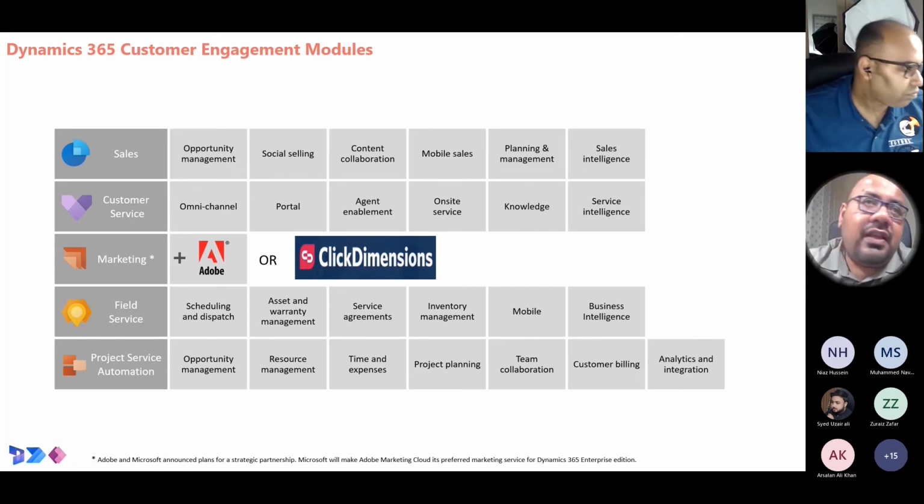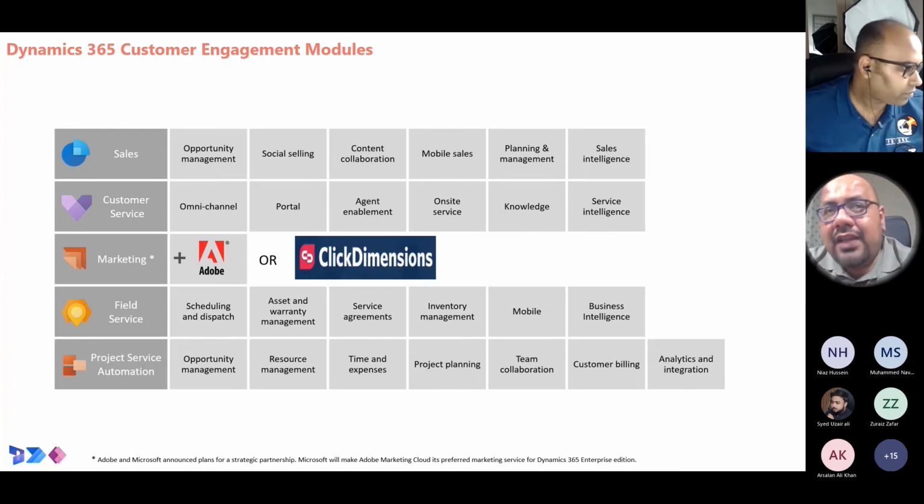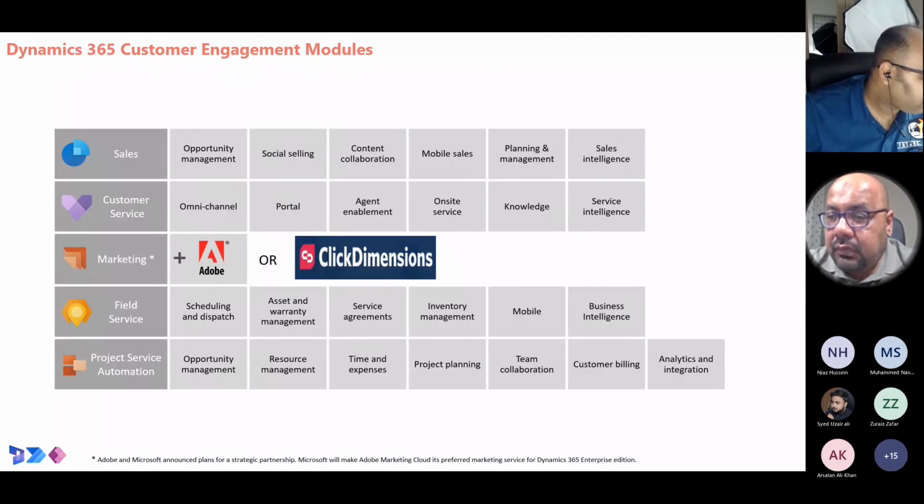Then service intelligence is last, because everywhere you are seeing the intelligence version, how the customer is responding, either the customer is happy or not, based on the sentiment, based on their feedback that you are receiving there. Now let's talk about the marketing part.